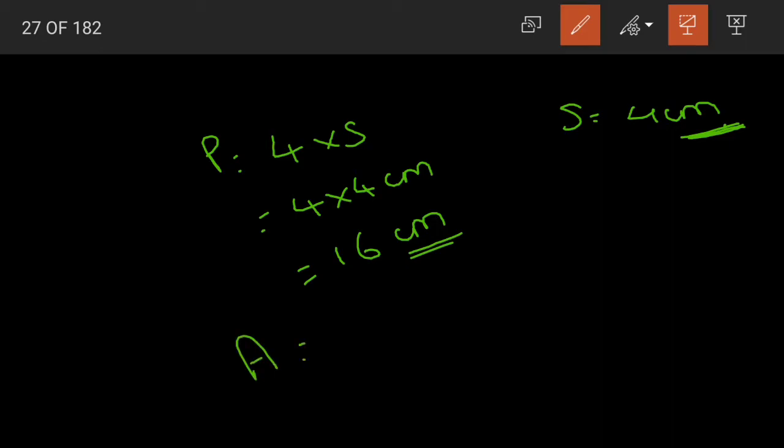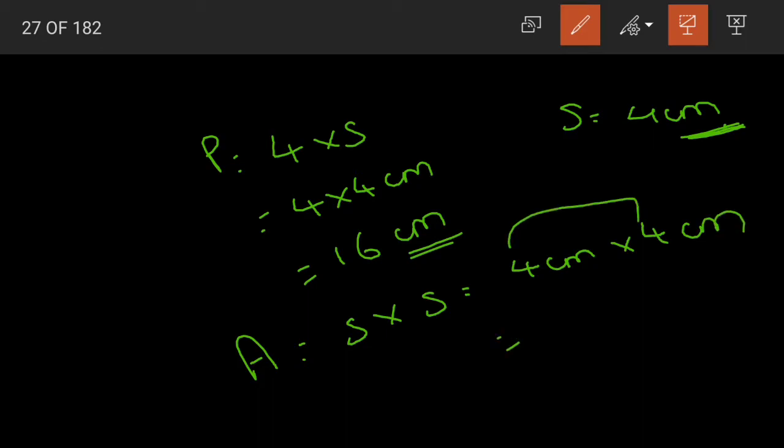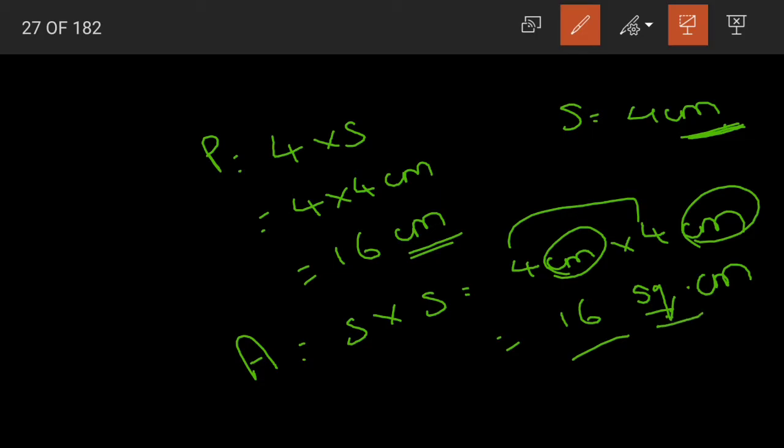But when it comes to area, children, area of the square becomes side into side, that is equal to 4 centimeters into 4 centimeters. 4 fours are 16. And when it comes to the unit here, we have to mention sq. Sq is nothing but square. And as the measurements are given in centimeters, we'll write centimeters. The area becomes 16 square centimeters. Understood?